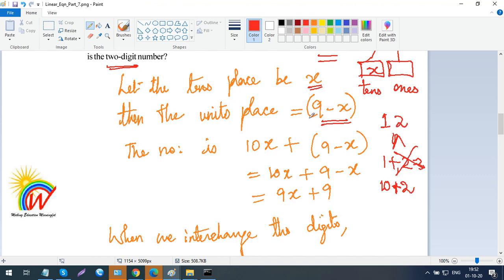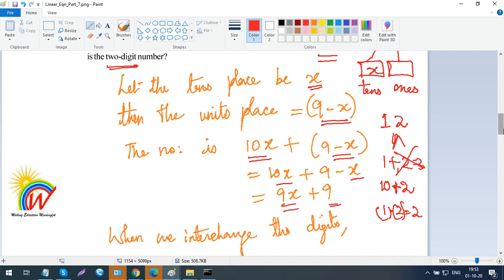So the number will be actually not just x and 9 minus x. It will be 10x plus 9 minus x. You can't write 1 and 2 also, because 1 into 2 is 2. So just writing 1 and 2 like this doesn't make sense. You will have to write it as expansion, like how we have learned it in our primary class. So 10x, because x is in the tens place. 9 minus x comes as it is because it's in the ones place. So 10x plus 9 minus x, so 10x minus x gives you 9x plus 9.